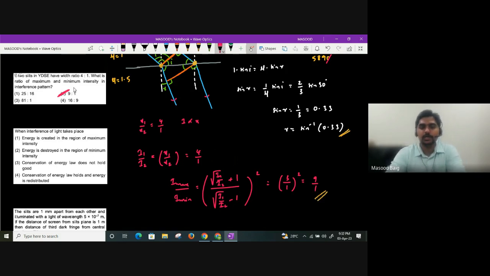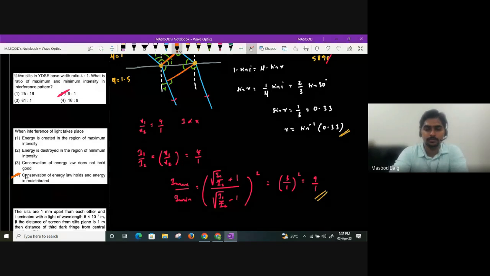When interference of light takes place, what will happen? They are asking. What is interference again? It is a phenomenon of redistribution of energy, guys. So energy will be conserved and it will be redistributed. Conservation of energy law holds and energy will be redistributed. Interference is a phenomenon of redistribution of energy which takes place because of superposition of waves, guys.